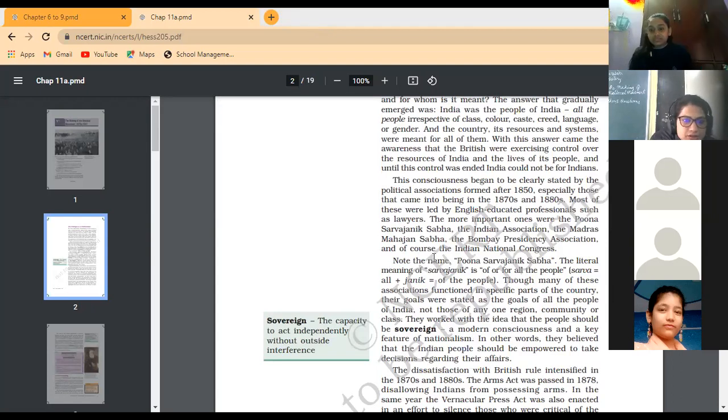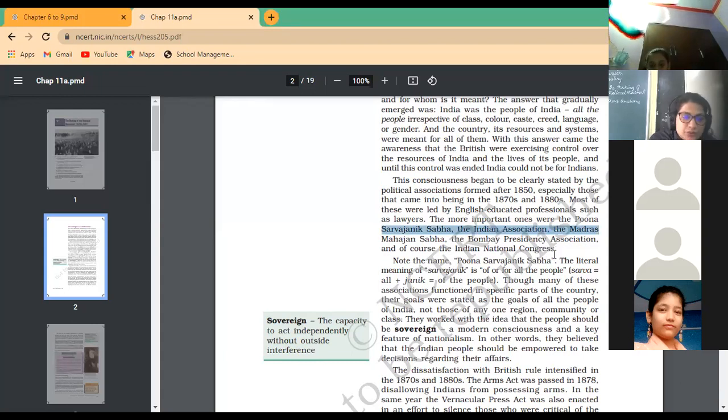कौन सी थी? Like Pune Sarvajanik Sabha. And many people, people belonging to educated families, lawyers, professionals, everyone became part of these associations. They came together. Like Pune Sarvajanik Sabha, Indian Association, the Madras Mahajan Sabha, Bombay Presidency Association. Of course, we can't forget the Indian National Congress. So these organizations were formed between 1870 and 1880.